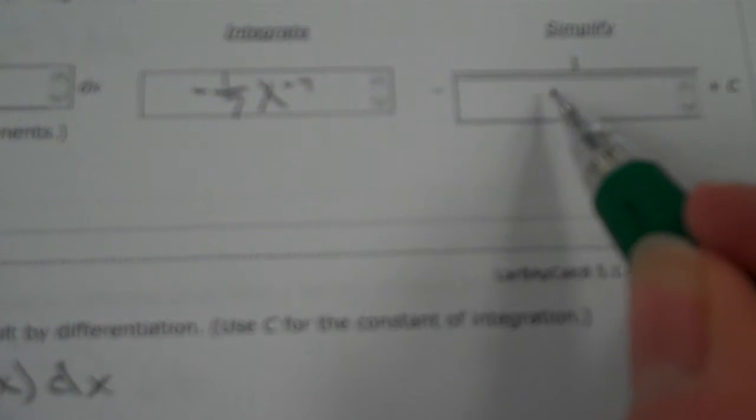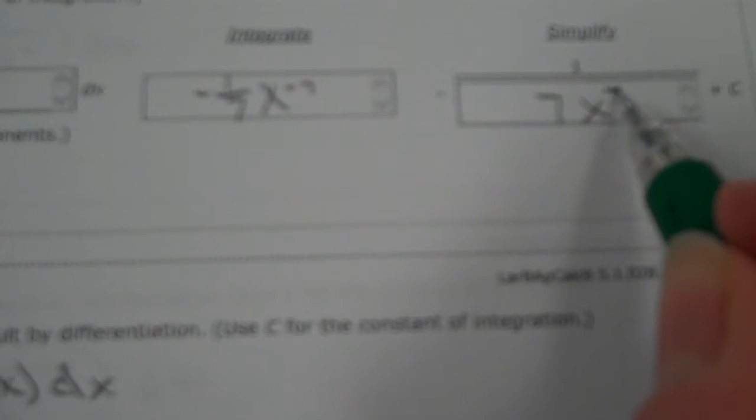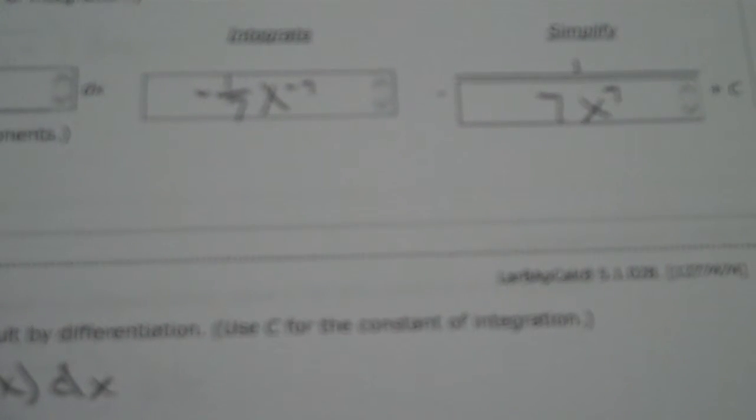And now I want to rewrite it to simplify it. So they're telling me, they gave me the negative, so I don't have to worry about that. They put the 1 over. I just have to say 7x to the 7th, because the 1/7 means the coefficient is in the denominator, and the negative exponent means the x's are in the denominator.